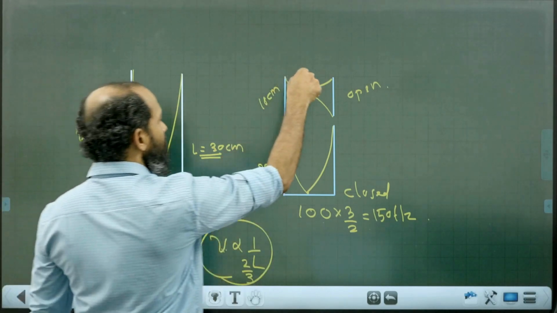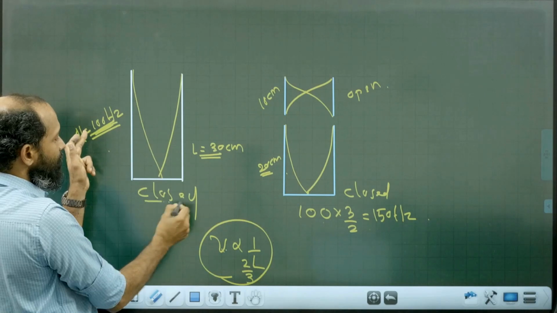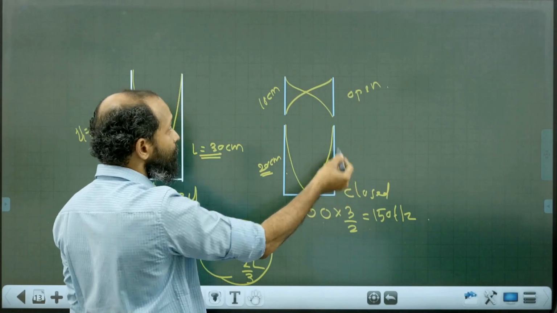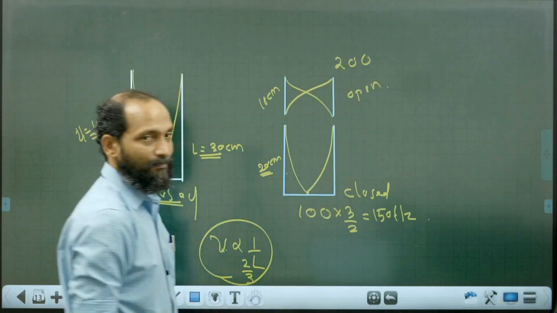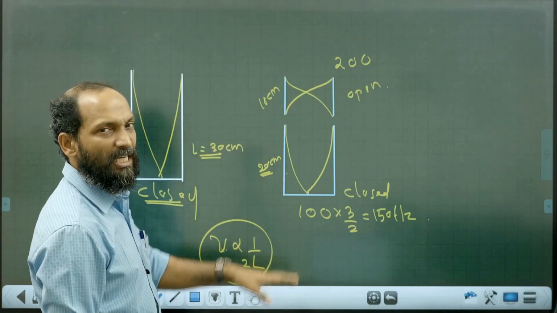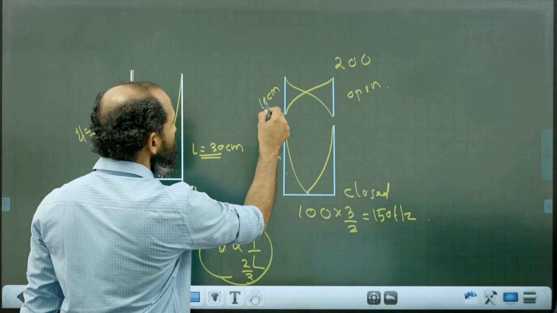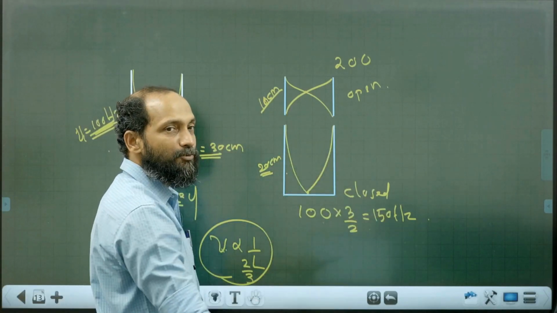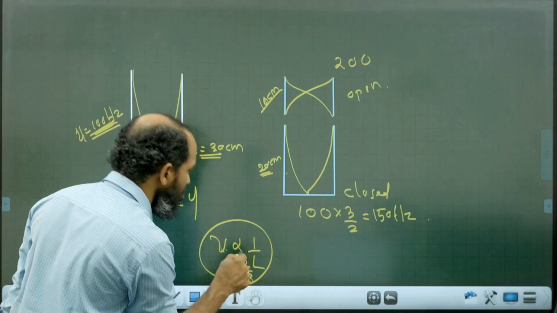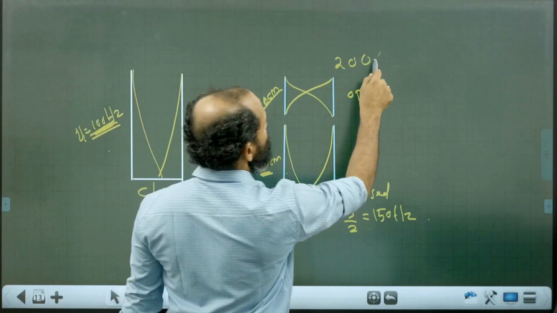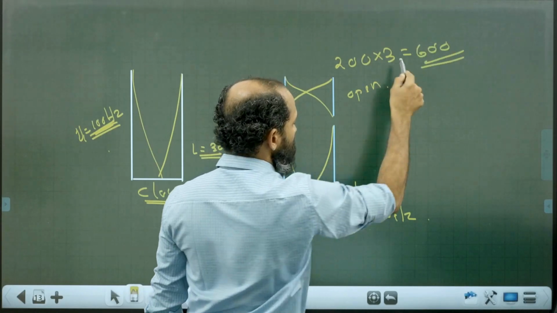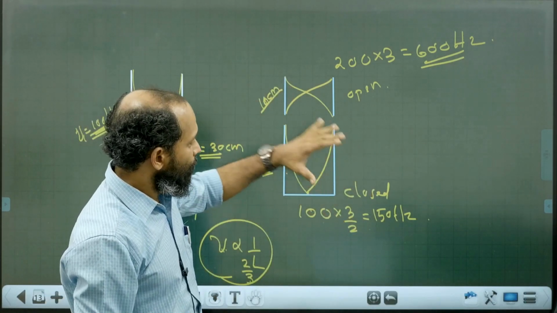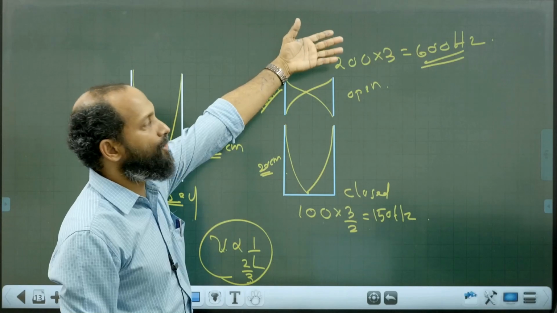Now going to this pipe. Here the fundamental is 100 for closed, but this one is open, so the fundamental should be double that of closed. So that should be 200, if it was of the same length. Still, the length is different. 30 was the original length, and the length of this pipe is only 10. The length has become 1/3. When length becomes 1/3, frequency becomes thrice. So 200 into 3, that becomes 600 Hertz. So what is the ratio of the frequencies of the closed and that open? 150 is to 600, that is 1:4.